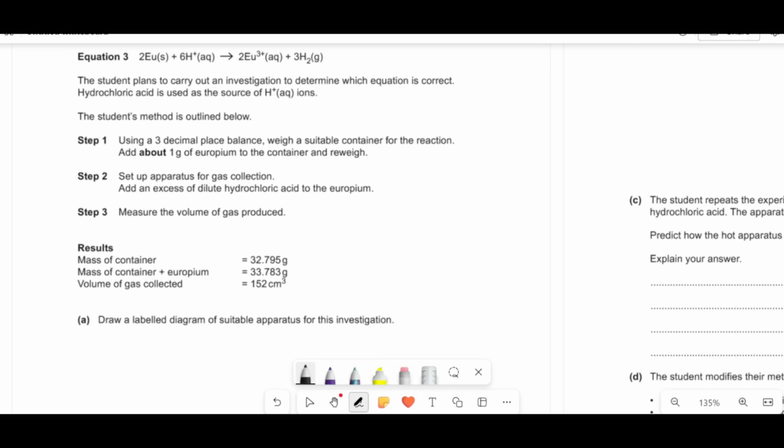So here's their method. What they did is they got a 3 decimal place balance, weighed a suitable container for this reaction, added about 1 gram of europium, and then reweighed. They set up an apparatus for gas collection, add an excess of this acid, measure the volume of gas made, and then they've got these results here. Fine. It says draw a labeled diagram of suitable apparatus for this investigation.